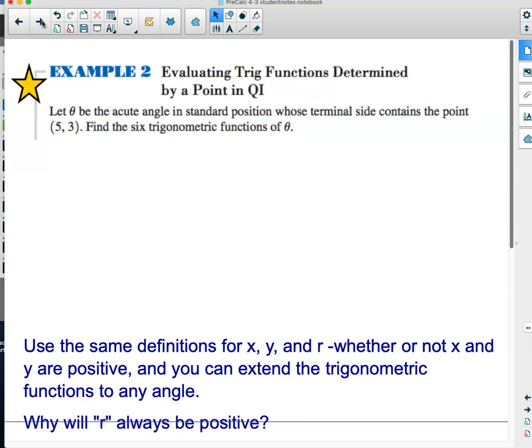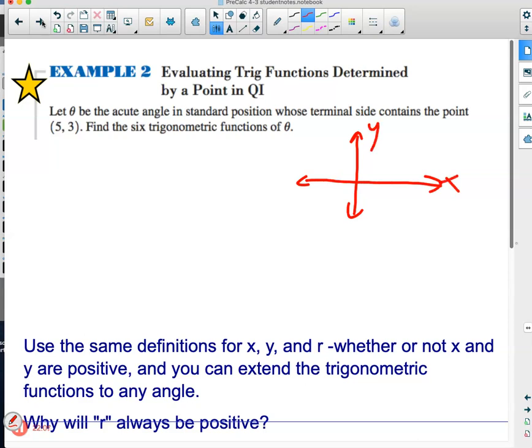All right, example 2. Evaluating trig functions determined by a point in quadrant 1. Let theta be the acute angle in standard position whose terminal side contains the point 5, 3. Find those 6 trig functions. All right. Notice I'm doing the exact same thing that we did in the exploration. And I know that it's 5 and 3. So then when I see they want me to find the 6 trig functions, I realize I've got to find the other one. I need to know what the other one is.